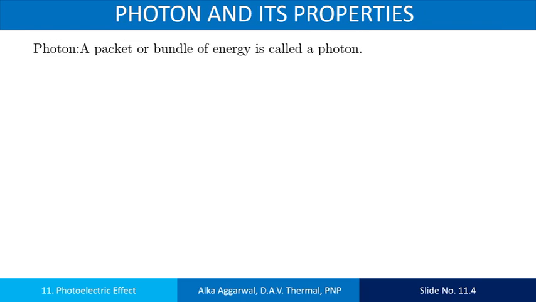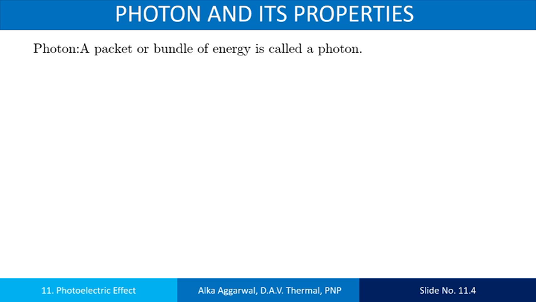Now we start with the photons. Phenomena like interference, diffraction, etc. proved that light has a wave nature. But phenomena like the photoelectric effect cannot be explained on the basis of the wave nature of light. This phenomenon can be explained if we consider that light is made up of particles. And these particles, or packets of energy of the light waves, are called photons.